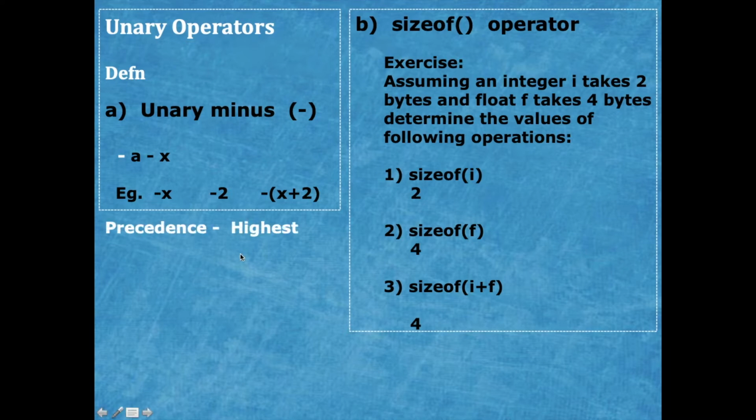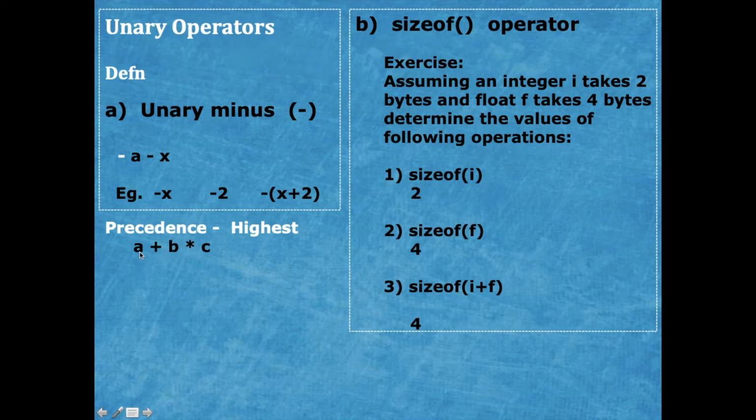Before moving on to the next one, there is something important which I want to talk about. Please understand that the precedence of the unary operators is highest. Precedence is the order in which the operators are evaluated, in which the operation is done. To understand precedence, take this example. Although in this particular expression there is no unary operator, but still you will understand the meaning of precedence.